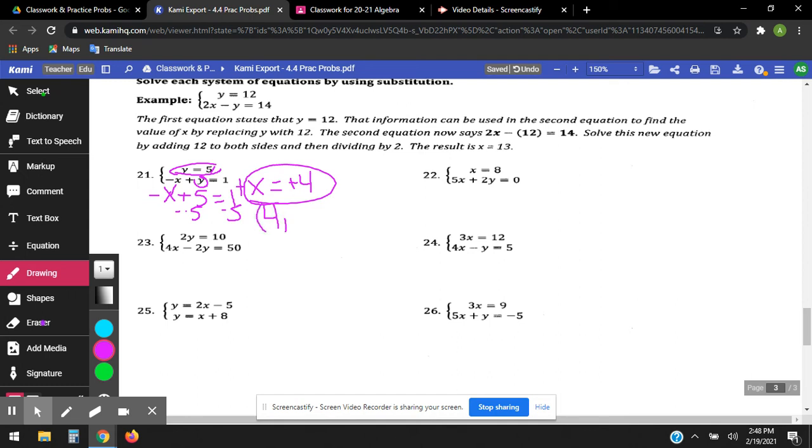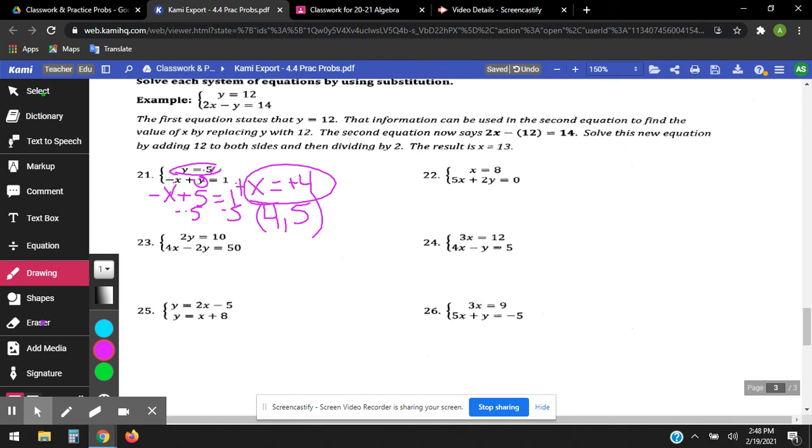That works. And now I can substitute 4 in for here. So negative 4 plus y, which is 5. Does that get me 1? Let's get my y value. What's my y value? Oh, 5. Duh. Y is 5, no matter what.